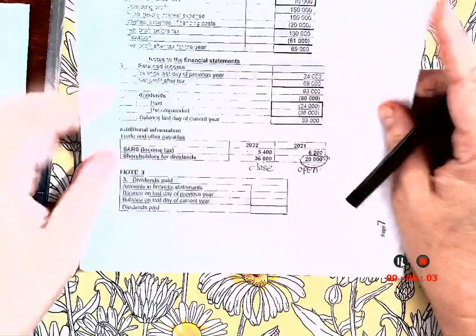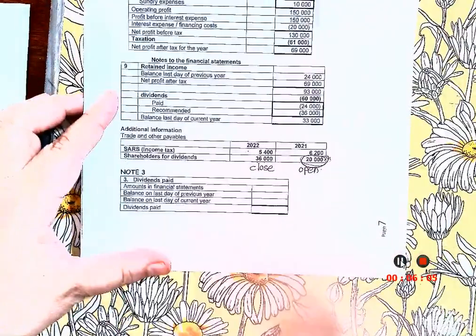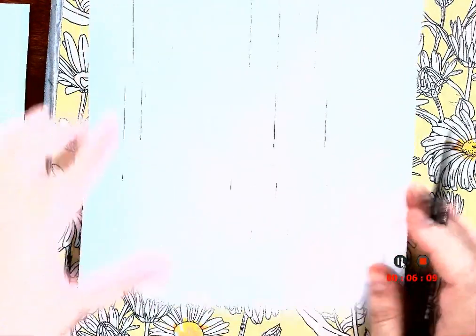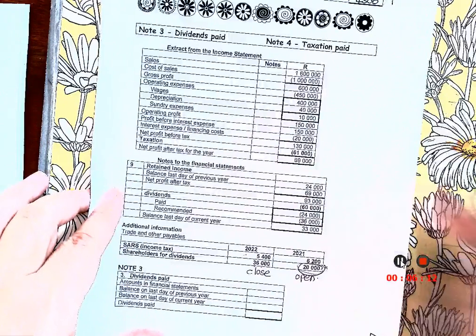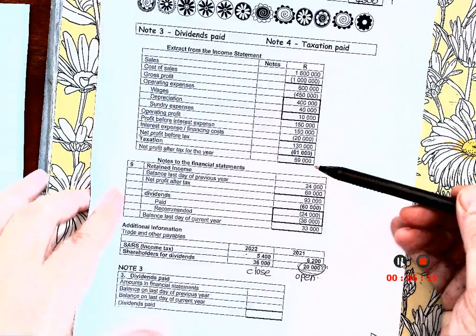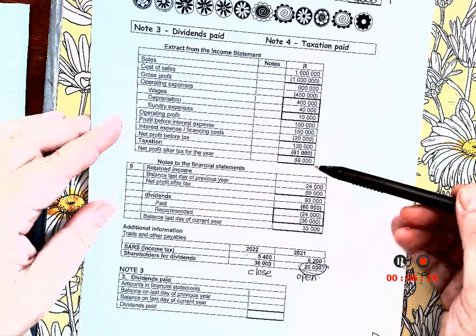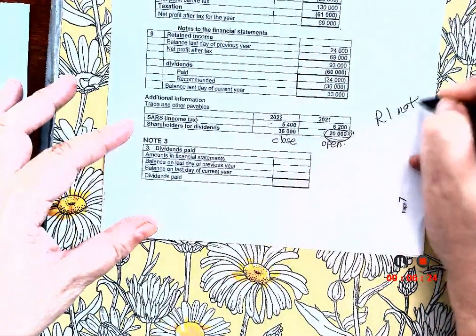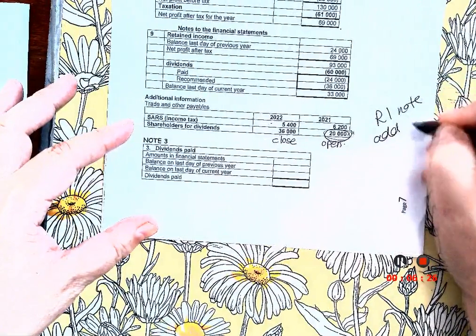What I need you to know is they will give me the opening and closing like this. If I look here at the income statement, there is nothing here to do with dividends. Absolutely nothing. Because dividends does not appear in your income statement. But you can go look at your retained income note or additional info.